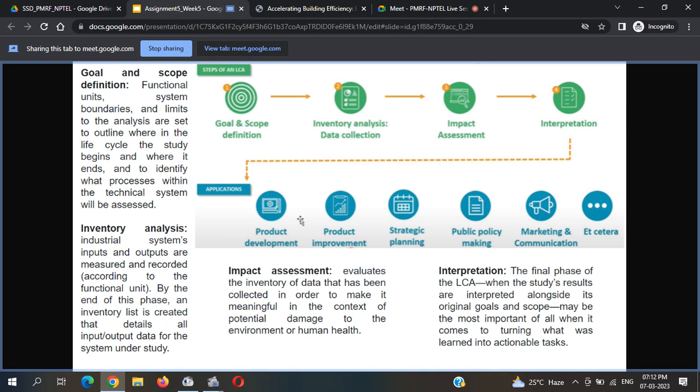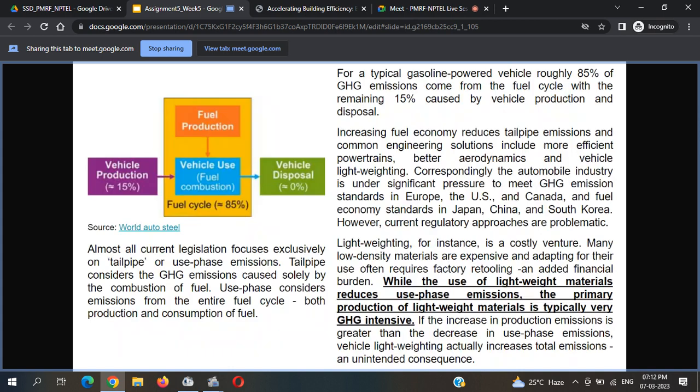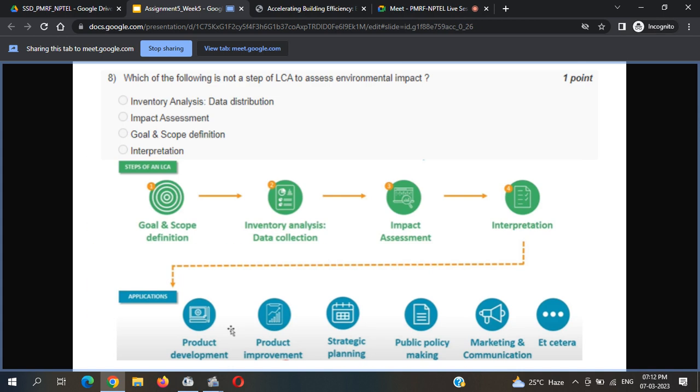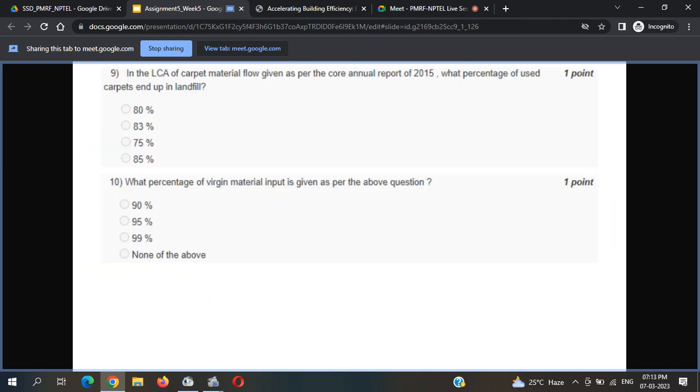So these are the different steps in life cycle assessment, which are used to assess the environmental impact of a product. As you can see, option 1 is not a step, because inventory analysis actually means data collection and not data distribution. So I hope this is very clear to you, how this question is to be solved. We'll move on to the next question.